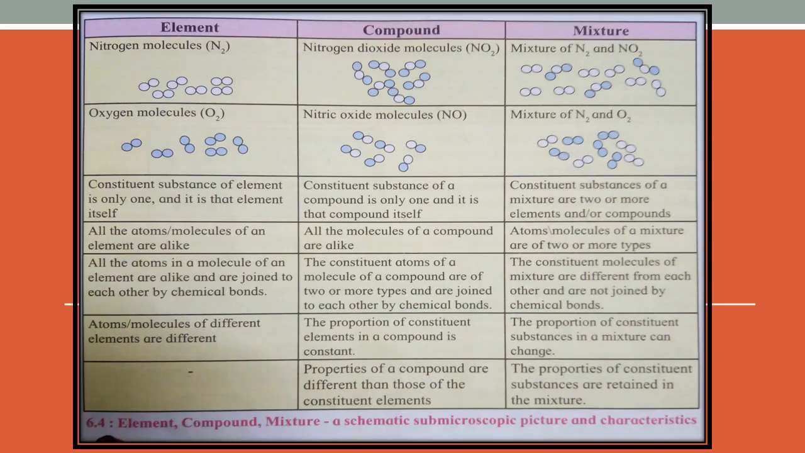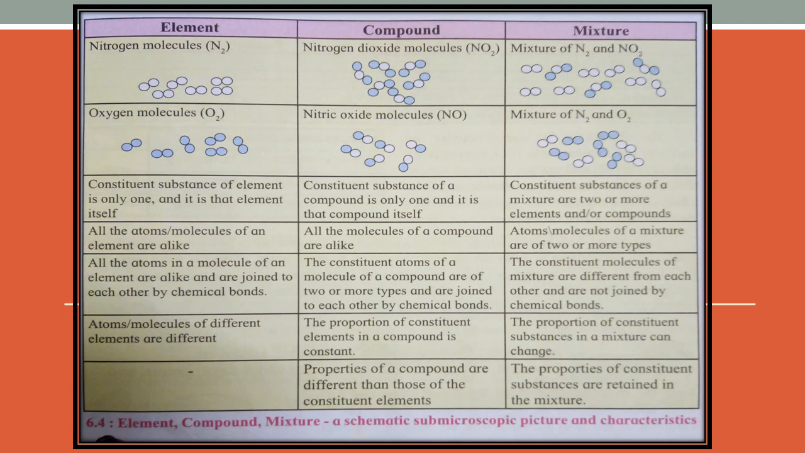and tin. Now students, here one table is given to us in which we are going to see the element, compound and mixture, which shows a schematic sub-microscopic picture and characteristics. So here we have element, compound and mixture, three columns, and for the element the example is given of nitrogen and oxygen molecules. For the compound we have nitrogen dioxide and nitric oxide molecules, and for the mixture we have nitrogen and nitrogen dioxide. Okay, so we are going to see these examples one by one.